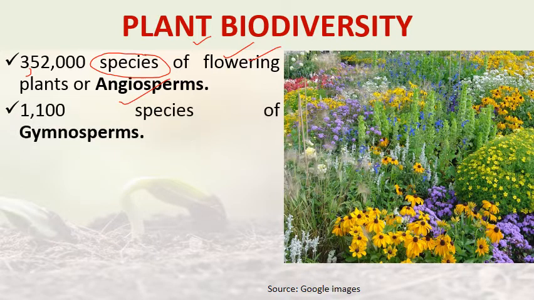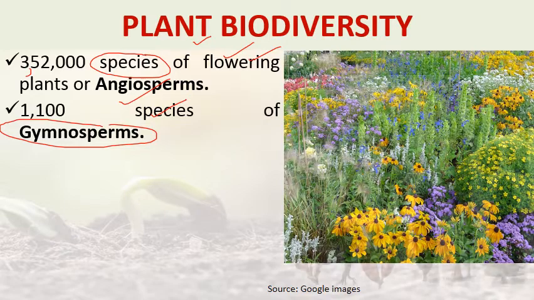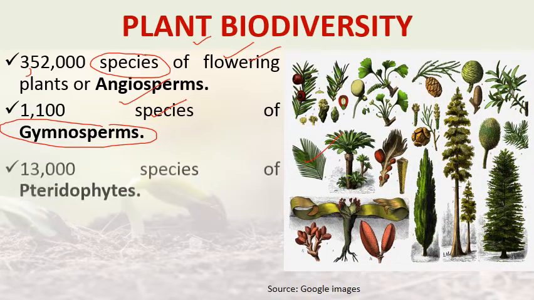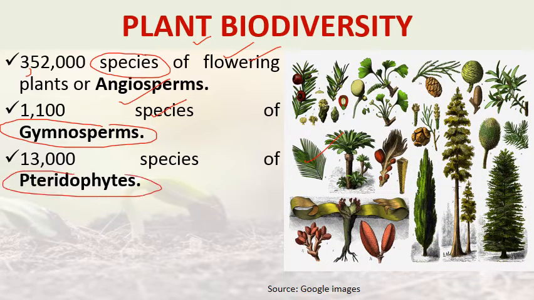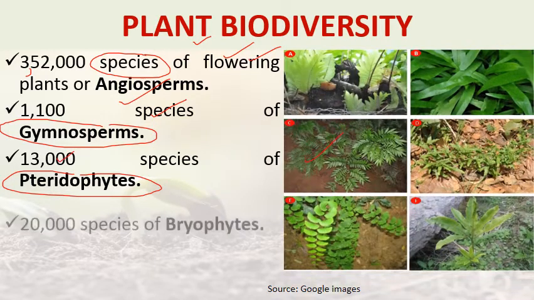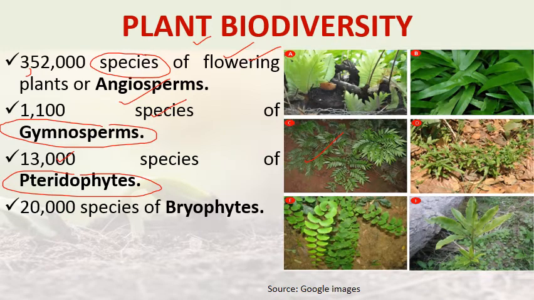Next is gymnosperms. There are approximately 1,100 species of gymnosperms. Gymnos means naked, sperm means seeds. So these plants produce seeds which are naked. Next group of plants is pteridophytes. It includes approximately 13,000 species. Next, bryophytes. There are approximately 20,000 species of bryophytes.